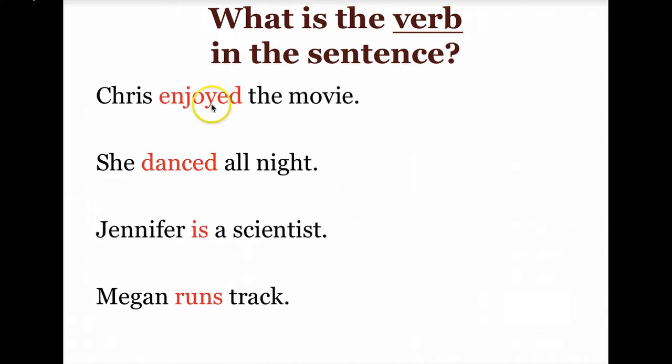Chris enjoyed the movie. Enjoyed is our verb, right? It's what he's doing or being. She danced all night. Danced is our verb because it's what she's doing. Jennifer is a scientist. Is our verb because in this case, it's not what she's doing, but it's what she's being. It's her state of being, right? So don't forget that is and are can be considered verbs as well. Like the backpacks are on the ground. Are would be our verb there. And then another obvious one, Megan runs track because running is what she's actually doing, right? Let's move on.